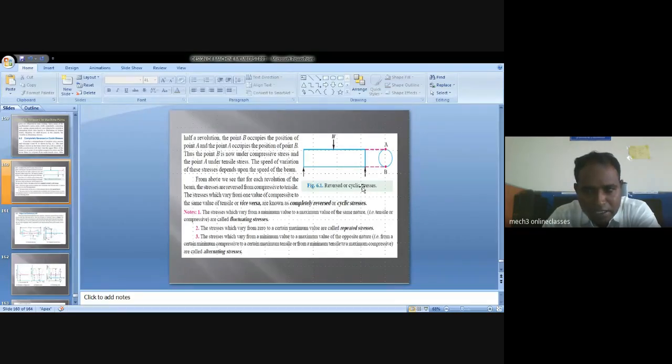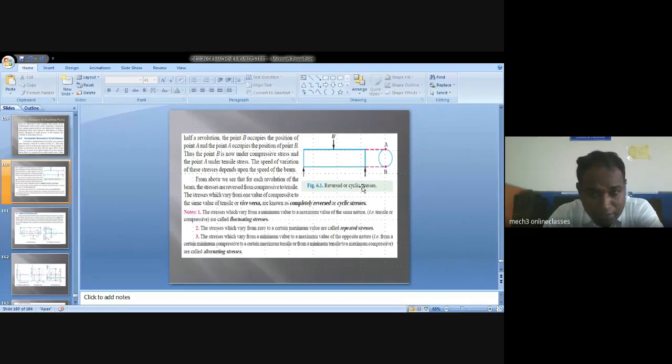Whenever the load is acting on a body, it looks like a U shape, meaning sagging takes place. In sagging, the top portion is subject to compression and the bottom portion is subject to tension. The top point I take as capital A, and the bottom point is capital B. A is subject to compression forces or compressive stresses, while B is subject to tensile forces.